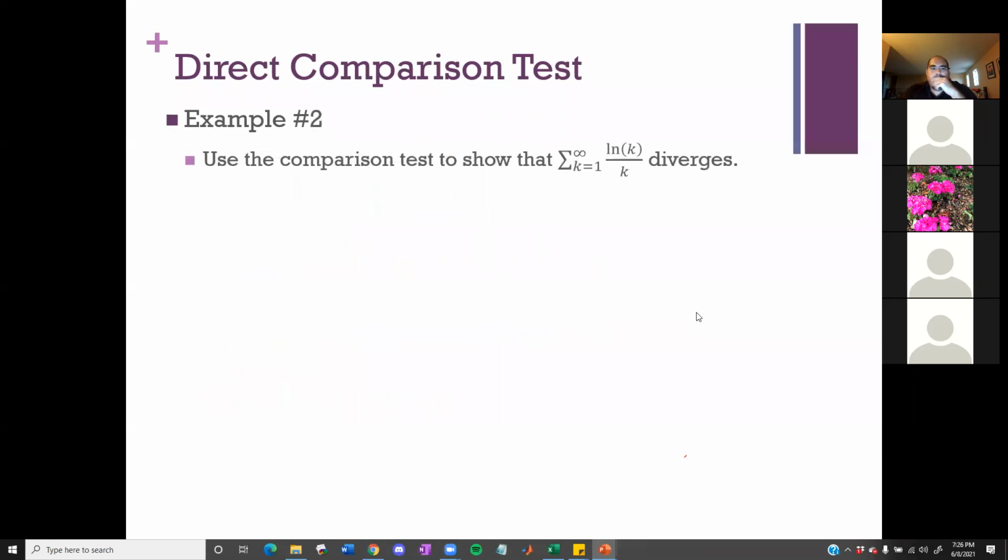Okay, let's look at another one. Hopefully this series looks familiar. We just looked at it with the integral test. We used the integral test to prove that it diverges. So now we want to use the comparison test to show that it diverges. In order to do that, I need to bring in a series that I know something about. So what's another series here that I can look at to help me?